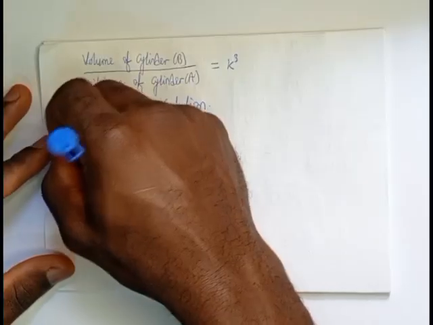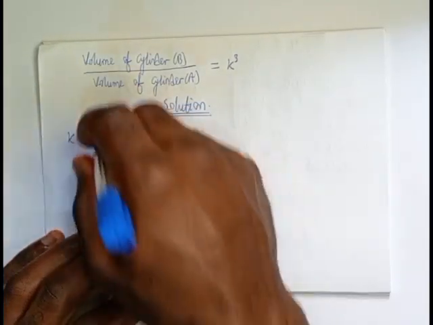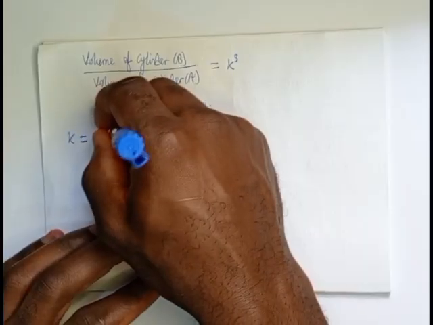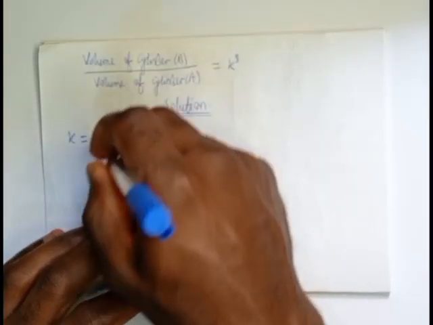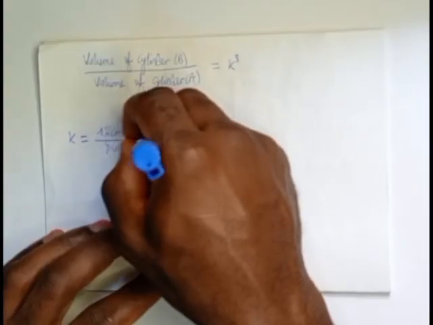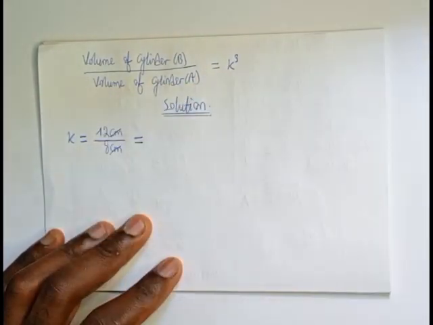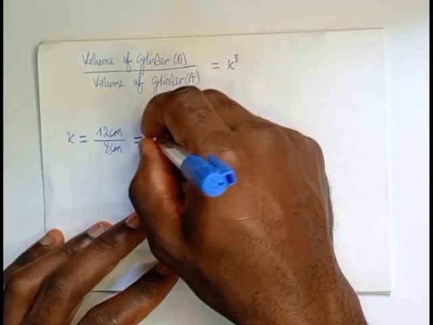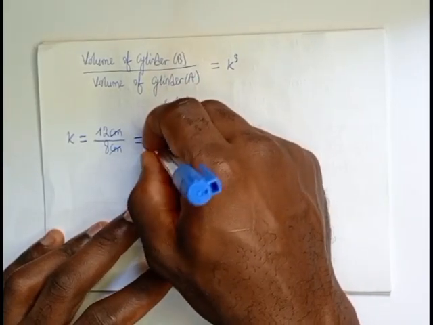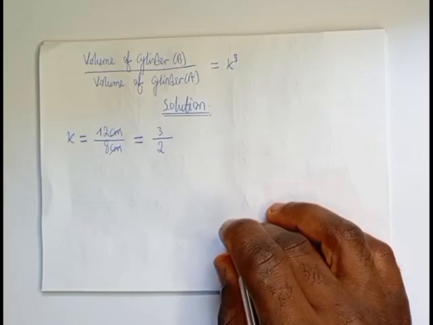We have our k to be equal to the height of cylinder B, which is 12 centimeters, divided by the height of cylinder A, which is 8 centimeters. The centimeters cancel. 12 divided by 4 gives us 3, and 8 divided by 4 gives us 2. So our constant k will simply be 3 on 2.